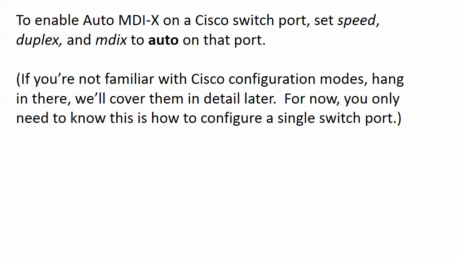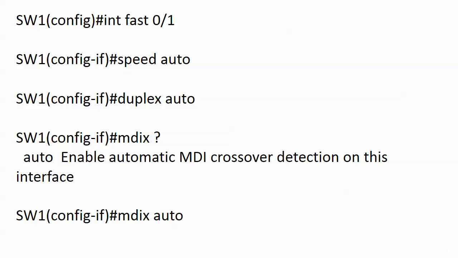To enable Auto MDIX on a Cisco switch port, and not all models run it, but if it does, then you need to set 3 things to auto on the port that you want to run MDIX on: speed, duplex, and MDIX. And I'm going to show you the config in a moment. If you're not familiar with Cisco config modes, hang in there, because we're going to cover them in detail later. We're going to be on live Cisco routers and switches, but I just want to show you this one on the board because it's how to configure a single switch port. And here it's Fast Ethernet 0/1, one particular port, or port 1 if you want to call it that, like I usually do. And I've set speed, duplex, and MDIX to auto. And that's what you have to do.